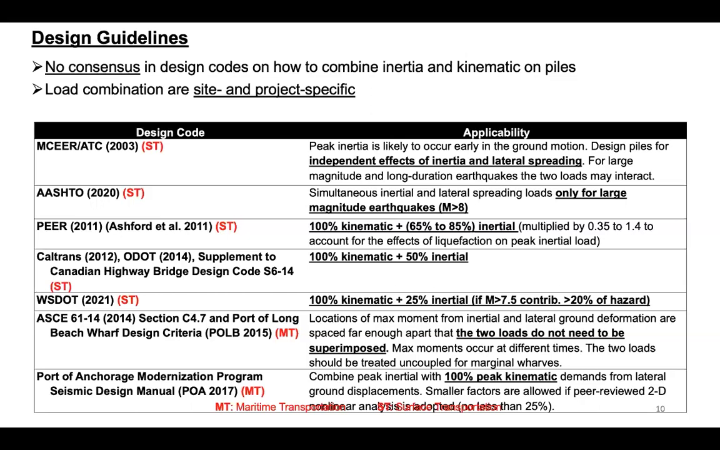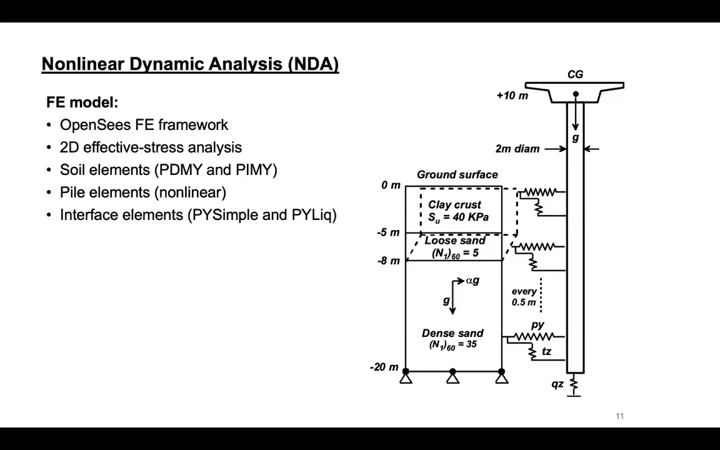So the bottom line is that there is really no consensus in design codes. The recommendations vary all the way from don't combine the two loads to fully combine the inertia and kinematic loads. And it also appears that these load combination factors are site and project specific. For bridge foundations or bridge structures compared to wharf and port structures, there appears to be some difference there. So the first project that I'll show you the results of is based on nonlinear dynamic analysis. The second one is based on experimental data from centrifuge tests.